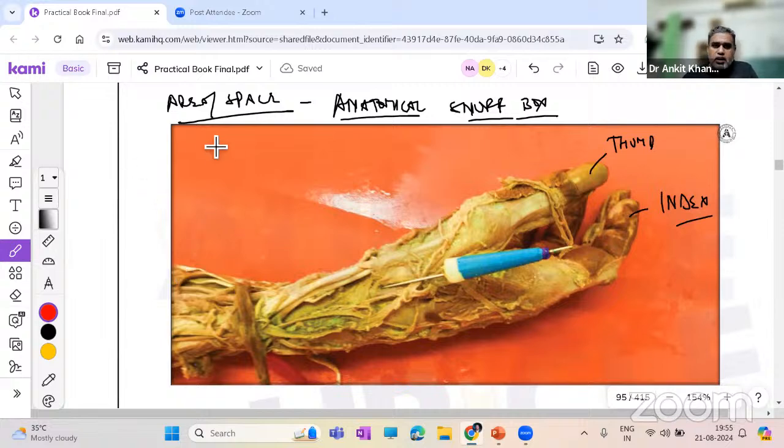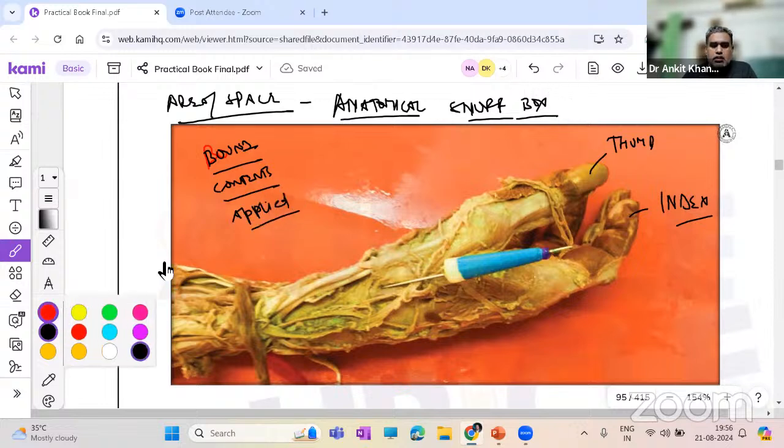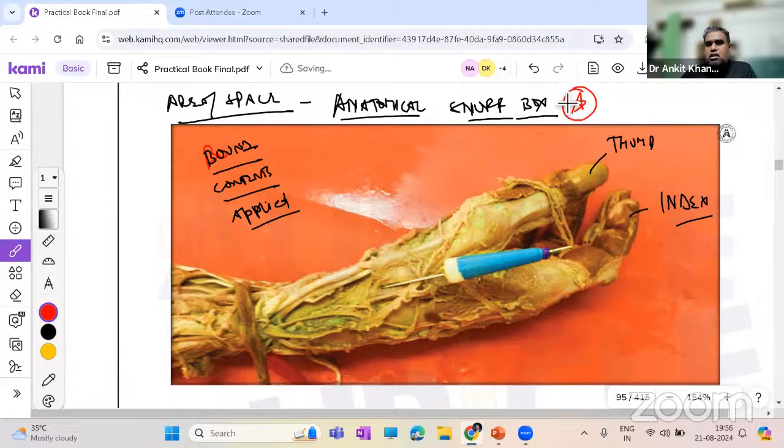Boundaries are frequently asked. What are the boundaries of anatomical snuff box? Then what are the contents? And what is the applied aspect? And why is it so important? Let me put a star mark over here. The reason is there is a lot of applied aspect over here.